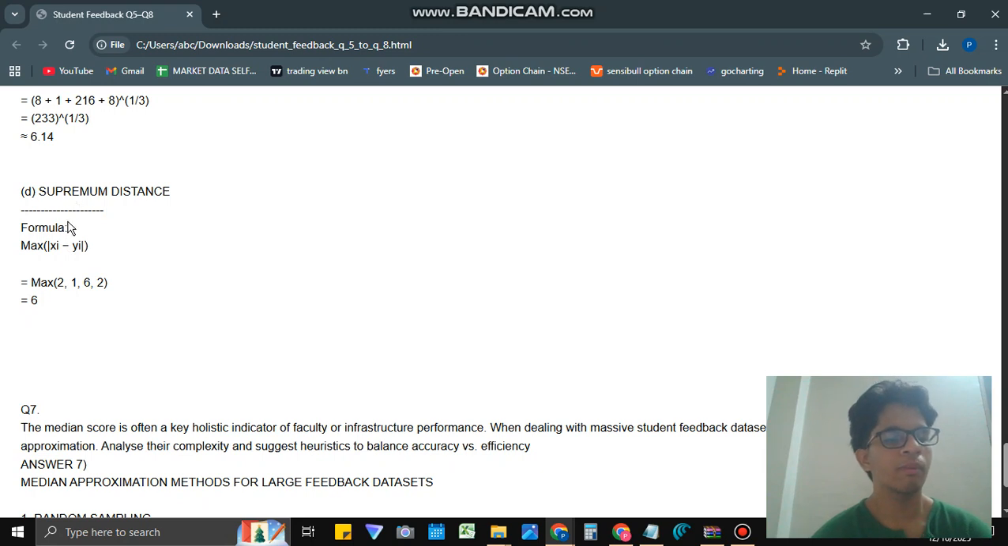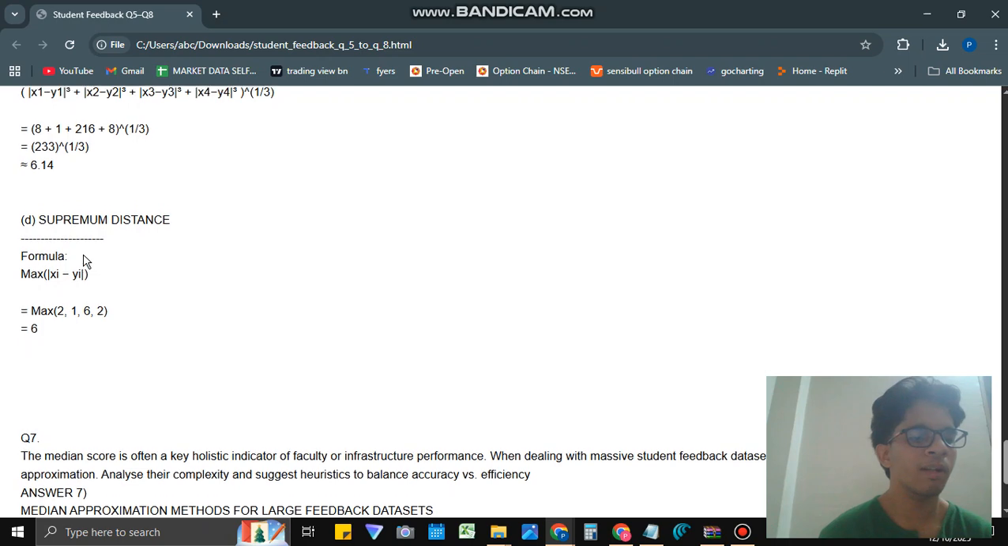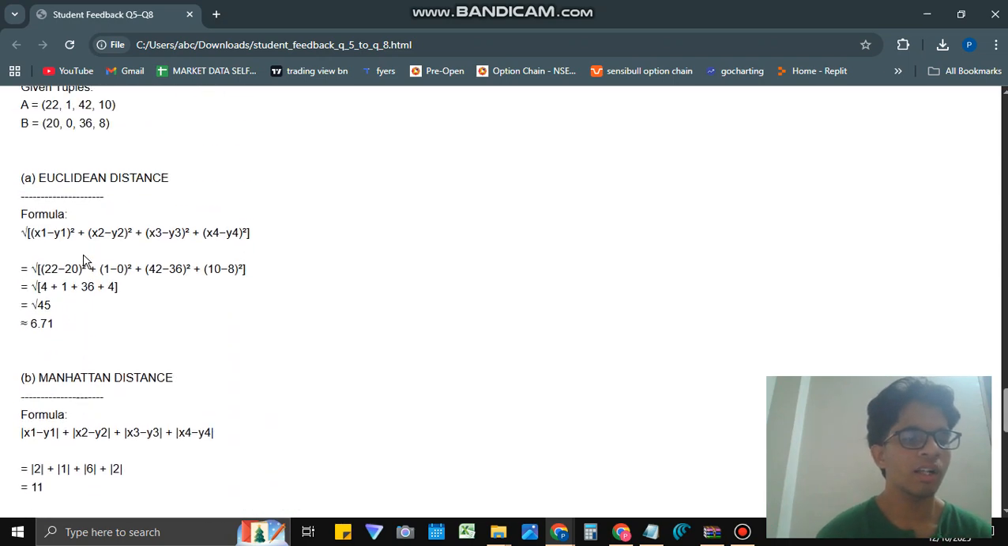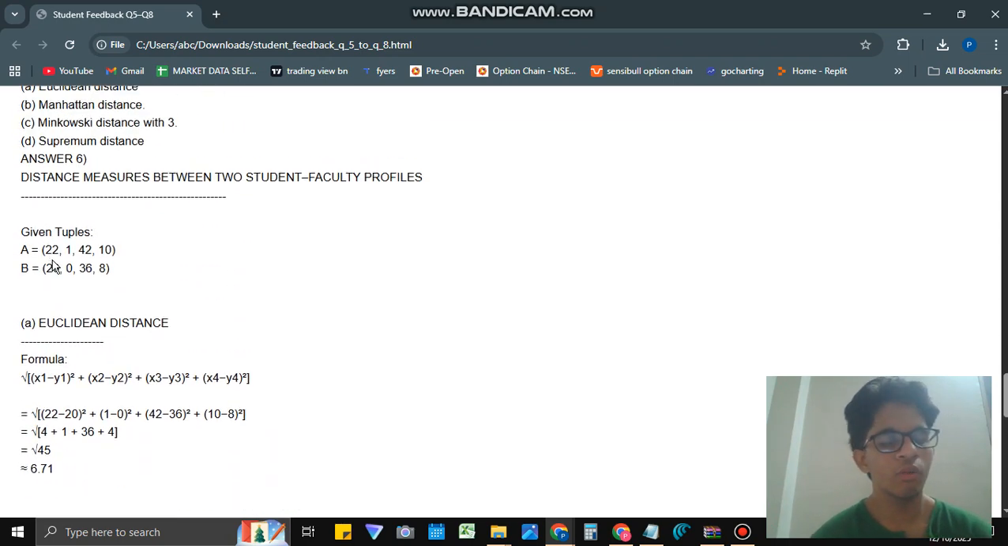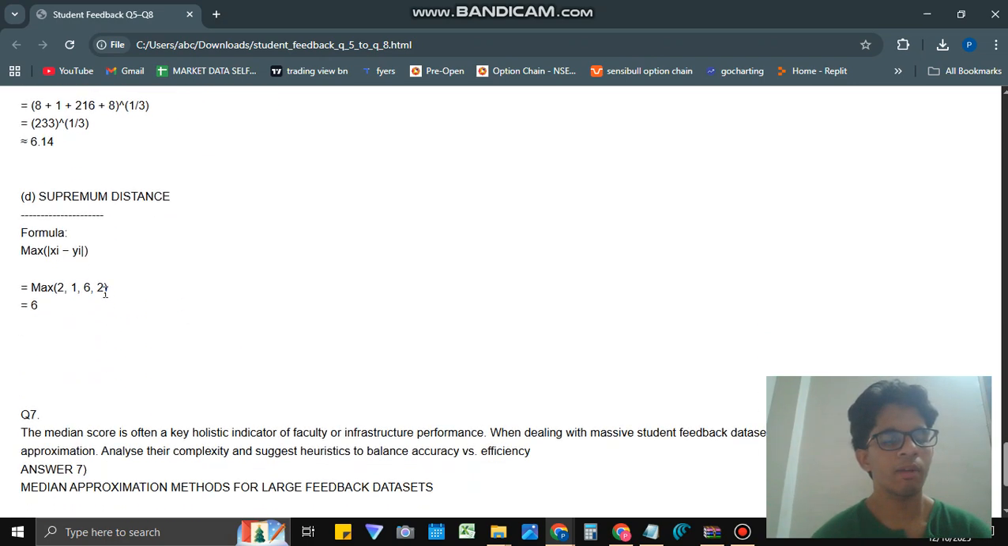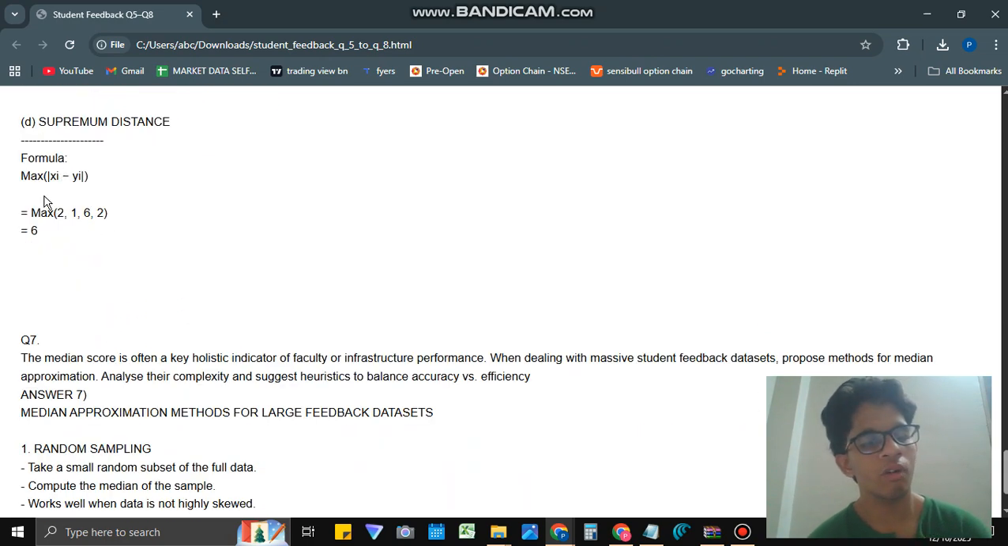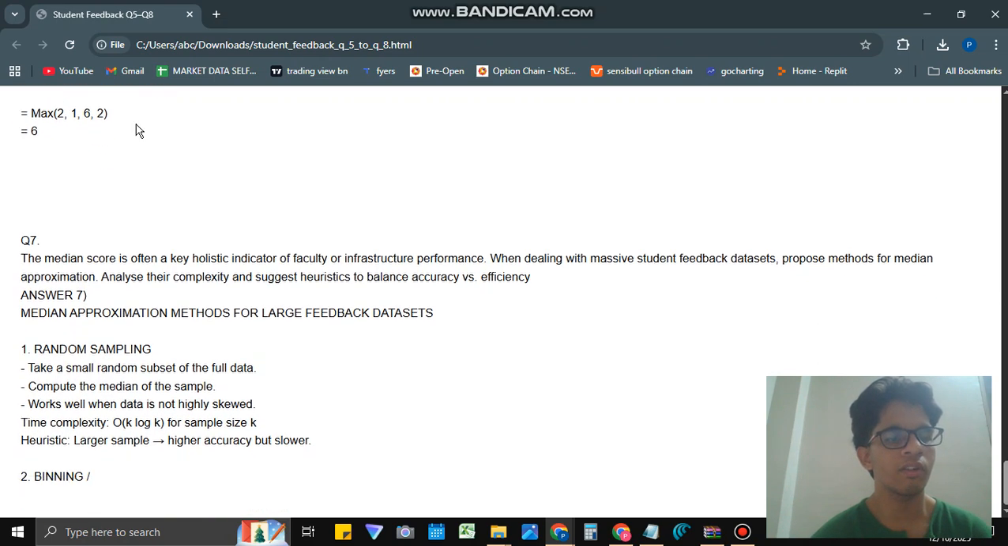For supremum distance, we take the max of the differences xi minus yi. So 22 minus 20 is 2, 1 minus 0 is 1, 42 minus 36 is 6, and 10 minus 8 is 2. We put all these values together and take the maximum, and that is our supremum distance.